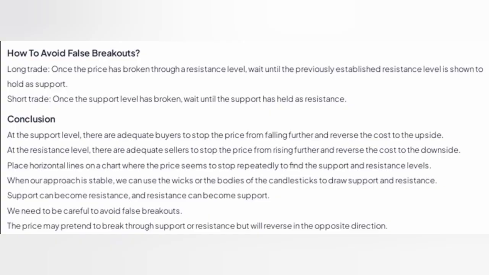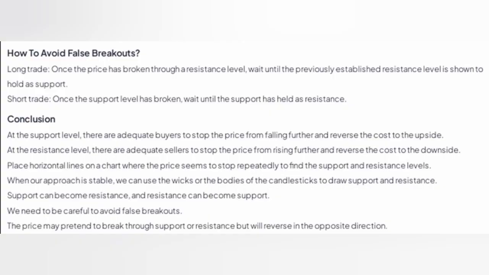Conclusion. At the support level, there are adequate buyers to stop the price from falling further and reverse the cost to the upside. At the resistance level, there are adequate sellers to stop the price from rising further and reverse the cost to the downside.